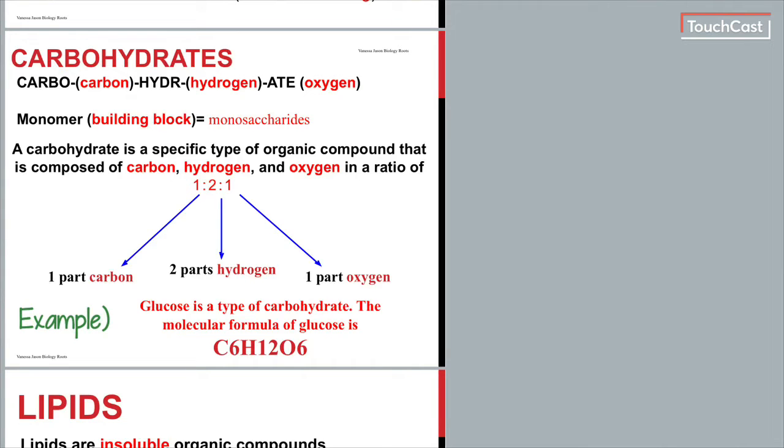In the box, can you please copy down this diagram with the blue arrows? Because it's important to know that it's 1 part carbon for every 2 parts hydrogen for every 1 part oxygen. An example of this is glucose, and glucose is a type of carbohydrate, and its molecular formula is C6H12O6. And so you see that there are 6 to 12 to 6, or 1 to 2 to 1. The ratio of the carbons to the hydrogens and the oxygens are the same.